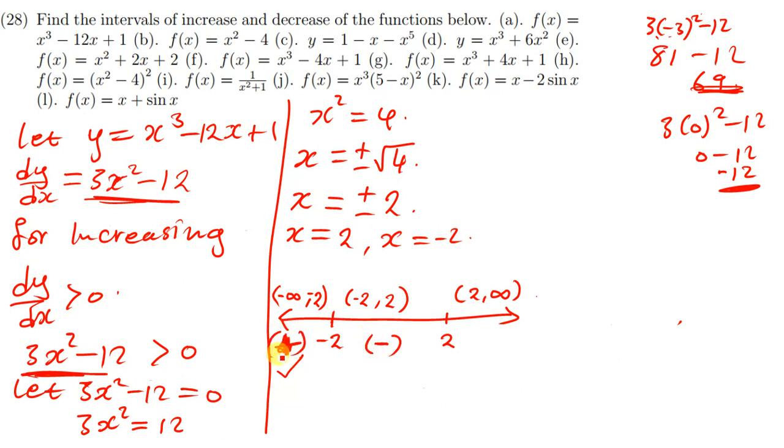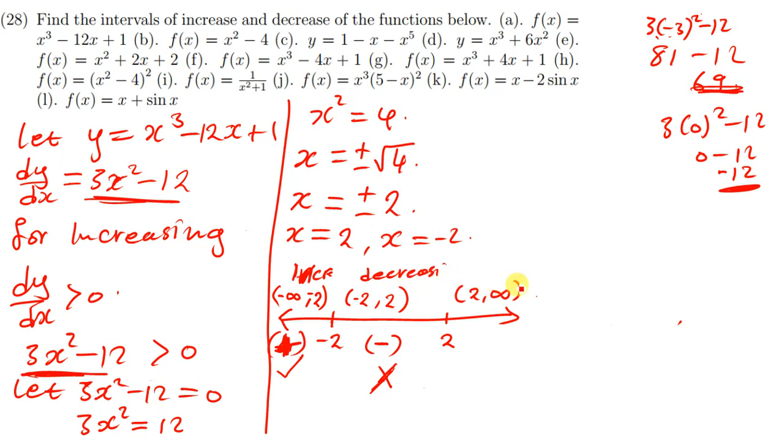On this side we found a positive answer, and in this case we found a negative answer. Is negative 12 greater than 0? The answer is no, meaning this interval is not accepted. In the interval from negative 2 to 2 the function is not increasing, because dy/dx gives us something less than 0. And we know that when dy/dx is less than 0, the function is decreasing. So on this side the function is increasing, and here the function is decreasing.